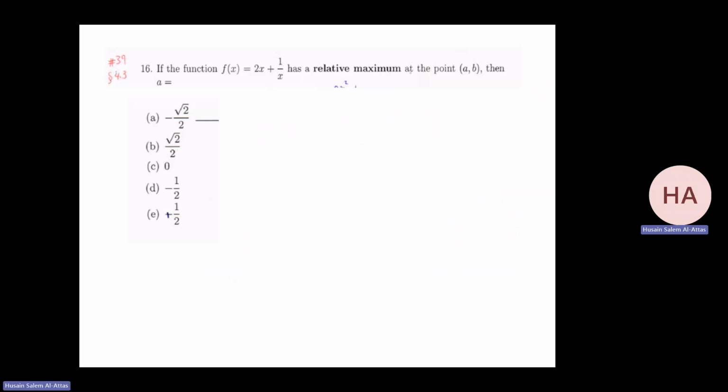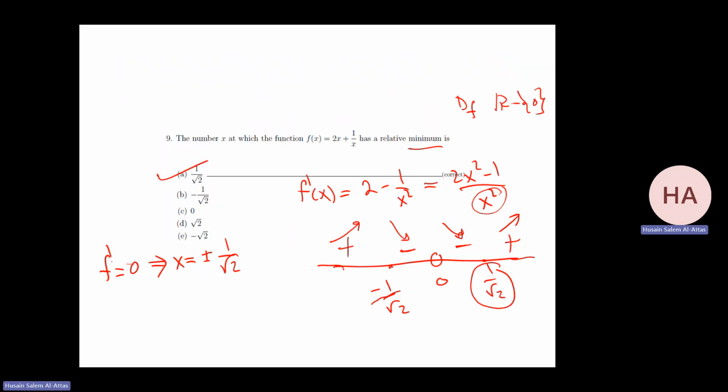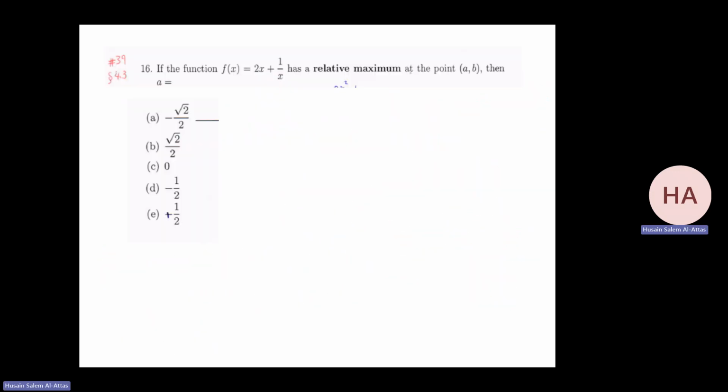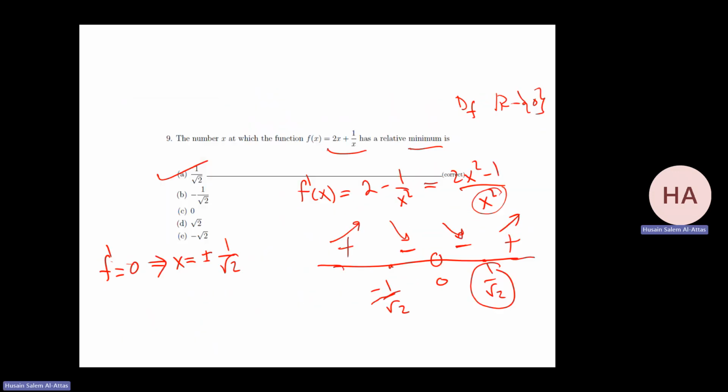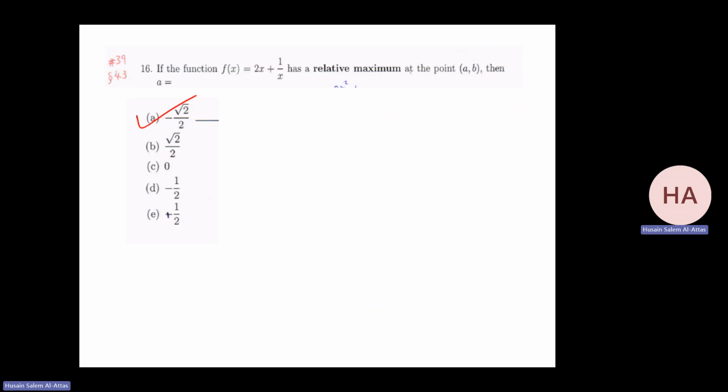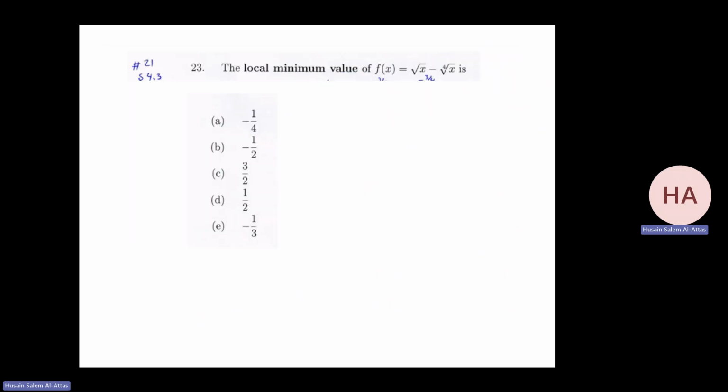If the function has a relative maximum, then a equals this. Yes, it is exactly the same function, but you want the maximum. The maximum will be here. So the local maximum at minus 1 over root 2 times root 2 over root 2, that will be minus root 2 over 2, which is this one. So this is the answer. Now we'll go to the next one.